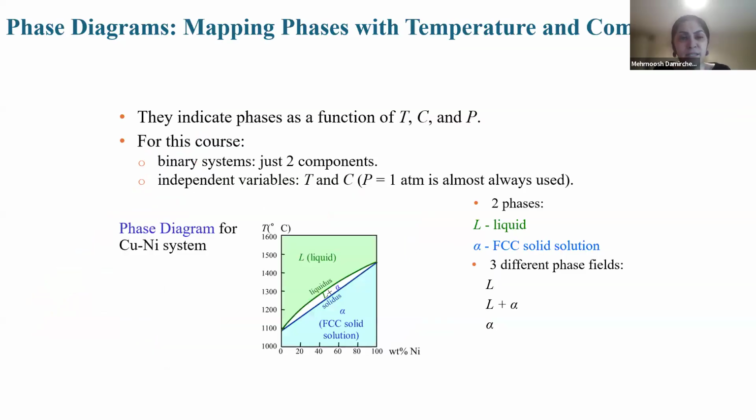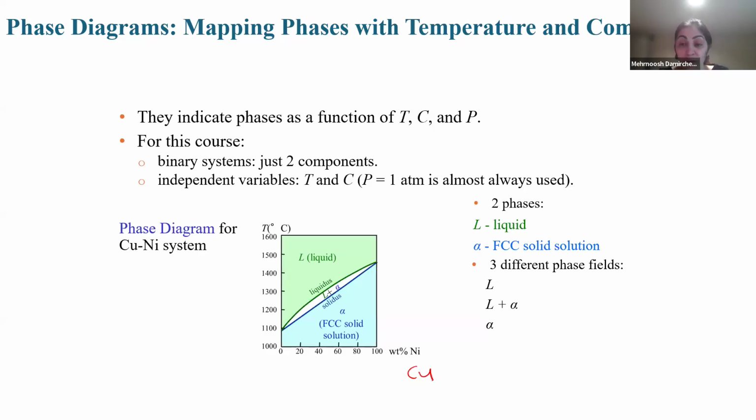Okay, in this slide, we are talking about what a phase diagram is. Phase diagrams indicate which phases exist depending on temperature and composition, and sometimes pressure. In these videos, we focus on binary systems, where we have two components. For example, here you see we have nickel and copper, so our components are Ni and Cu, yeah?